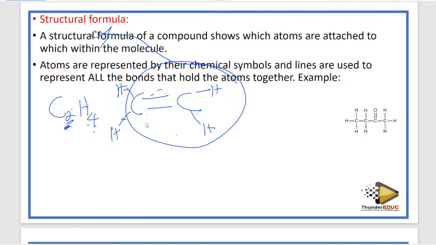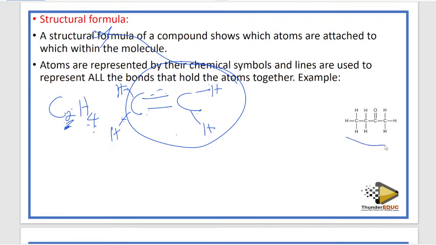So I can give you the molecular formula to write the structure formula, or I can give you the structure formula to write the molecular formula. This is an example of a structure formula. I can ask you to write the molecular formula of this. So we will see all this in detail.